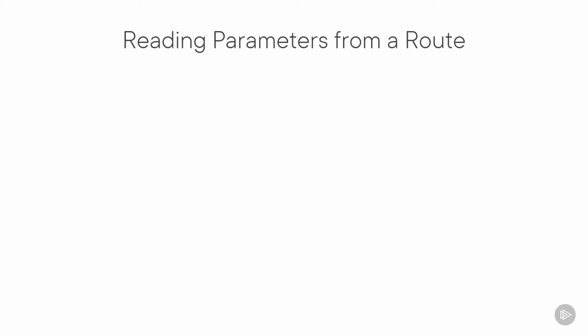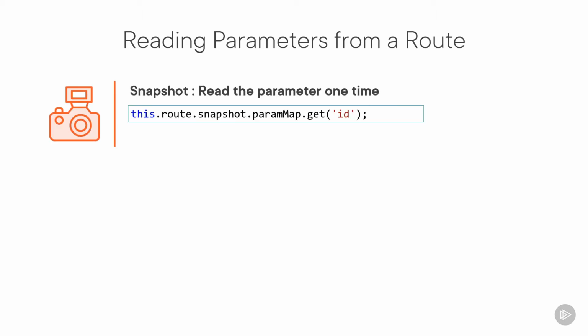There are two ways for a component to read parameters from a route, depending on how the component behaves. If the component only needs to read the route parameter one time, we use the route's snapshot to access the param map and get the parameter. The snapshot gives us route information at a single point in time. We use this technique when the route doesn't change while displaying the component. For the product detail component, the route parameter defines the product that the component displays. That parameter doesn't change while displaying the component. To change the viewed product, the user must leave the product detail page and pick another product from the product list page.